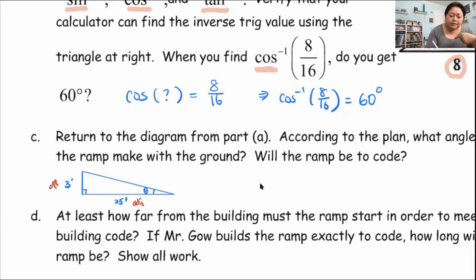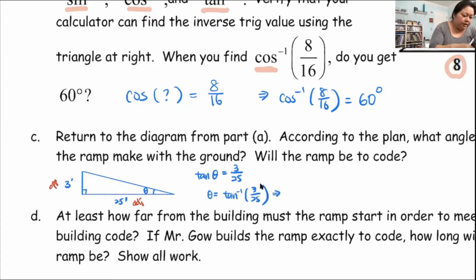So the way you set this up is you say tangent of the angle is equal to opposite over adjacent, right? Now, just like solving for a variable, you're trying to solve for this theta. You're trying to get rid of the tangent, you're trying to move the tangent. So in order to move it, you've got to use the inverse. So the angle is equal to tangent inverse of 3/25.